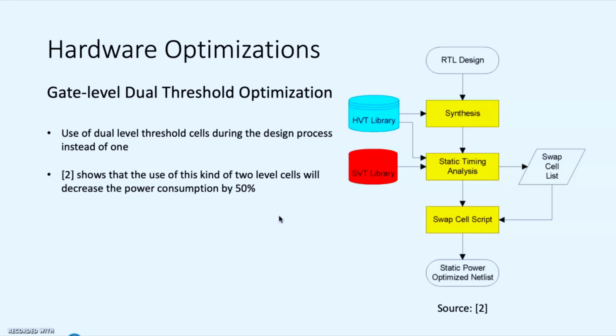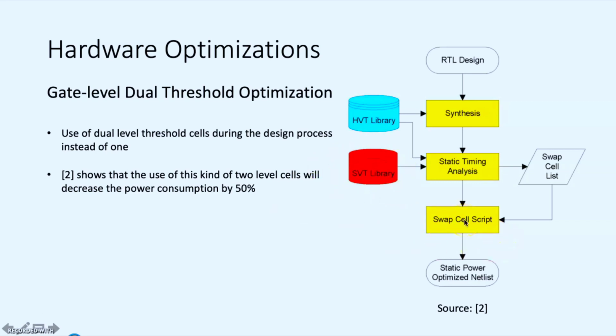So let's take a look at how this works and how the power can be reduced by around 50%. Let's take any kind of RTL design. You synthesize it using one type of cell, which is a high threshold voltage cell, and then you do the static timing analysis. During the static timing analysis, there will be some timing violations occurring. For each and every timing violation, based on its effect, you assign a cost function to it. The cells which have the higher cost function will be targeted first, and they will be swapped with the SVT cell library.